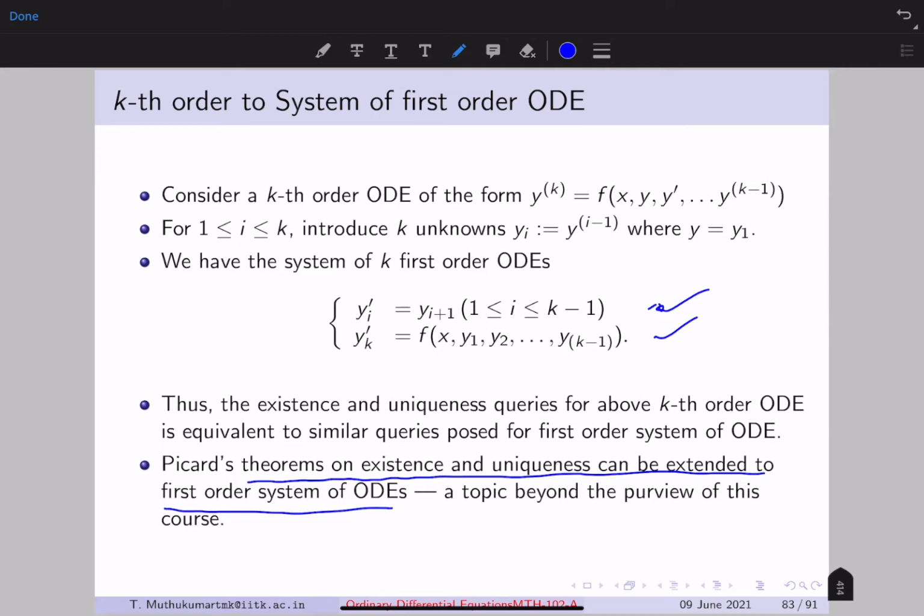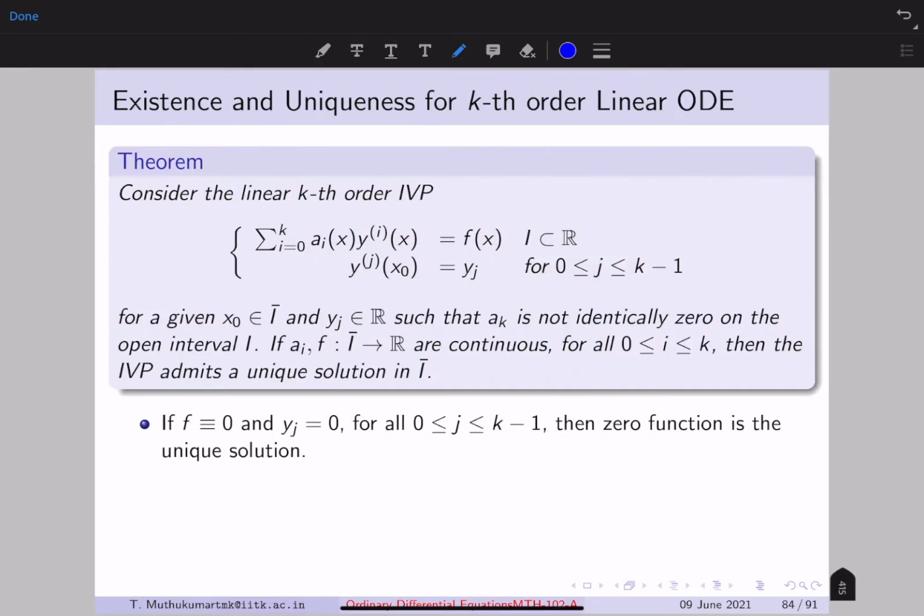Now that's something which we will not do in this course. We in fact did not even prove the results of Picard's theorem. We did not give the exact detailed proof of Picard's theorem even in the first order situation for a scalar case. So we will not do it, but you should know that it's possible. Just to compensate for that, we will only state the result for the existence and uniqueness for a linear kth order ODE. The idea is there. You just convert the linear kth order ODE into a system of first order ODEs, and that's how.